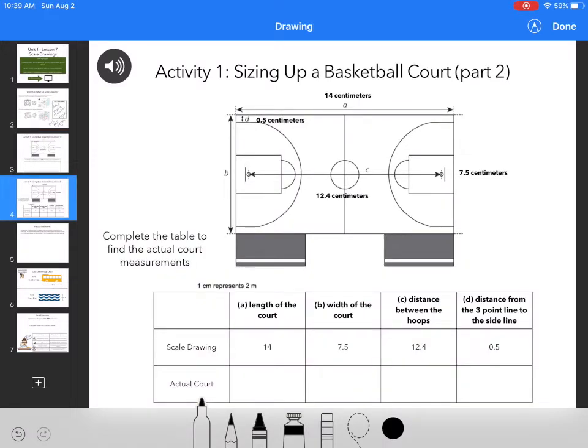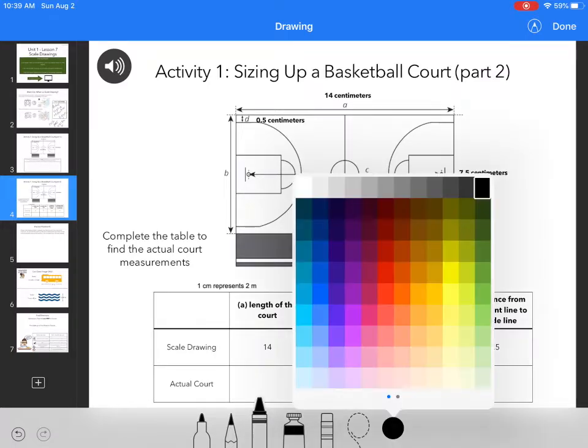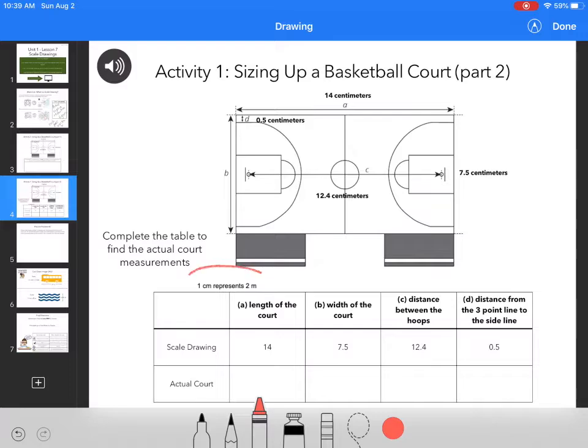So we're going to continue with our basketball court, and we're going to complete the table. So again, our scale is right here. 1 centimeter equals 2 meters. So for every 1 centimeter, we have 2 meters. So I know that the scale factor is 2. But my unit also changes, and that's important to notice with scale drawings. So I'm multiplying by 2. So 28 meters is the length of the actual court. So right now it's 14 centimeters. It's going to be 28 meters when this is all over.